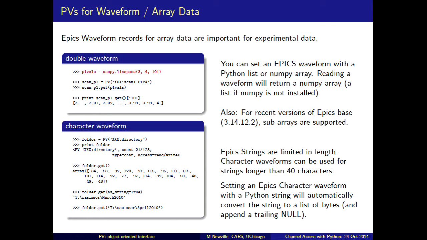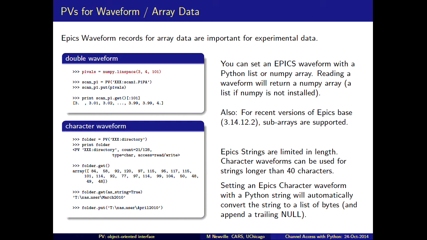For character waveforms, array values and waveforms are especially useful because you can use character byte arrays for long strings, which is a challenge with EPICS, that the limitation on most strings is 40 characters, or at least it has been. And many times for file names and so on, you need a longer string than that. So you can use a character waveform.